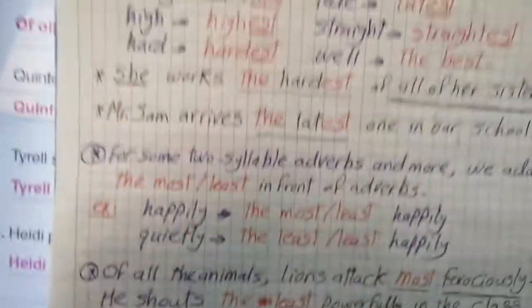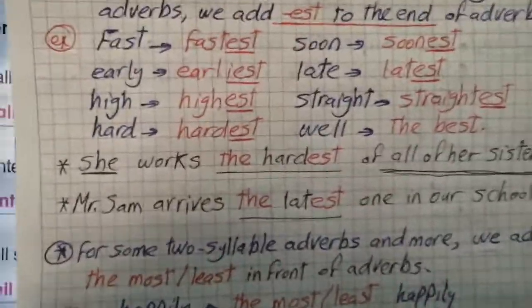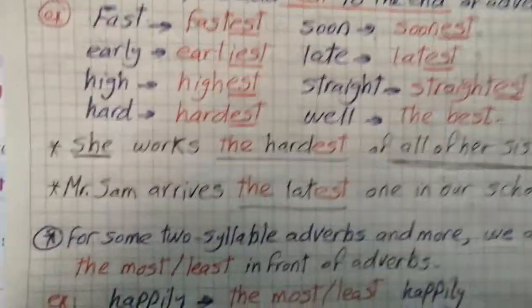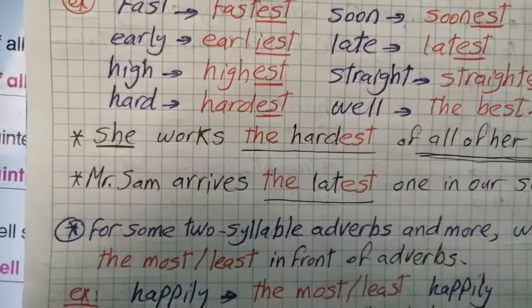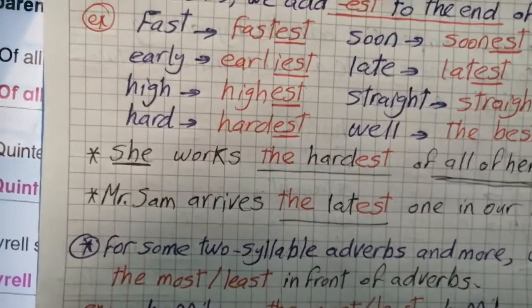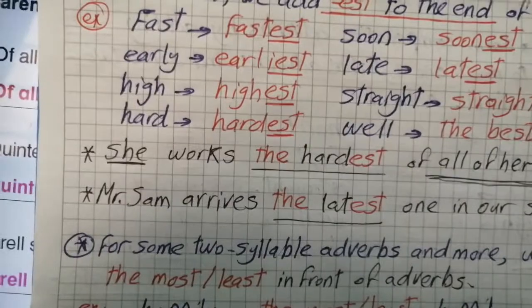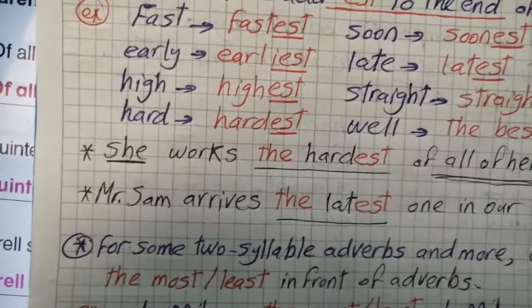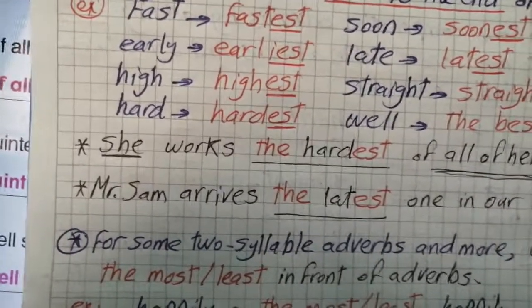Okay, so this is the way we can form a comparative and superlative of adverbs. And when you are focusing on the sentence, notice if you are comparing two or more than two, to choose the correct form of comparative or superlative adverbs.